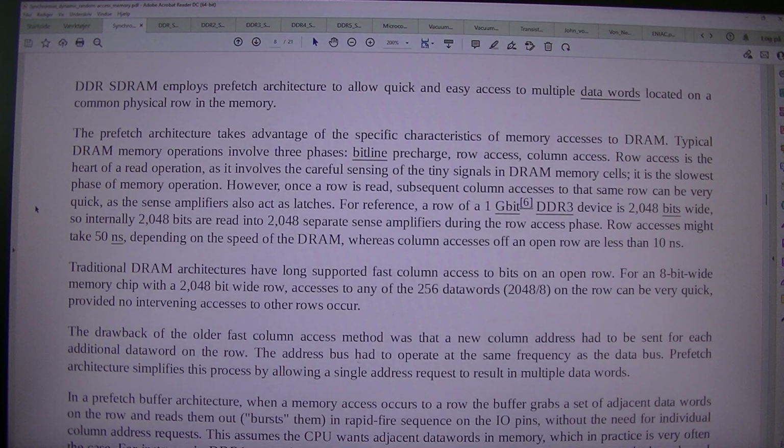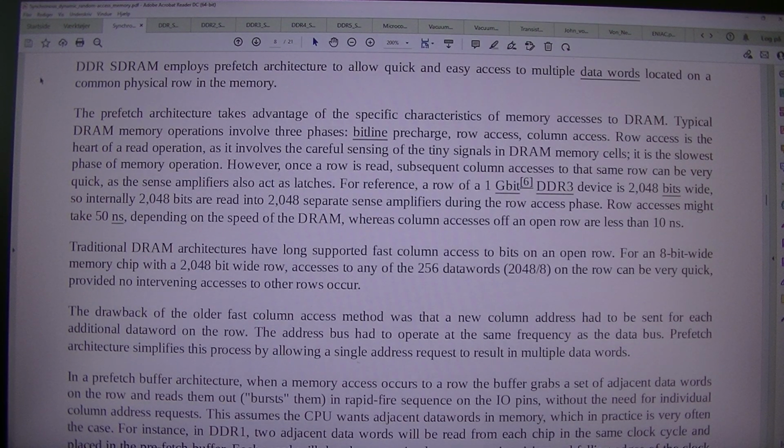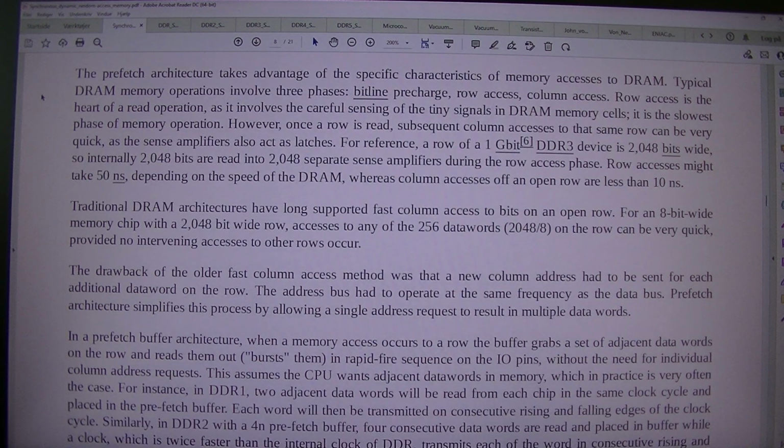DDR SDRAM employs prefetch architecture to allow quick and easy access to multiple data words located on a common physical row in the memory. The prefetch architecture takes advantage of the specific characteristics of memory accesses to DRAM. Typical DRAM memory operations involve 3 phases: bit line precharge, row access, column access.